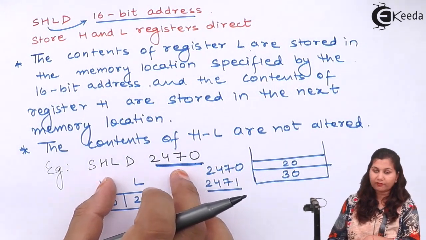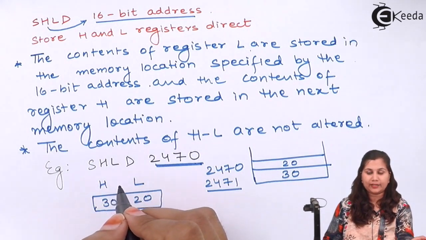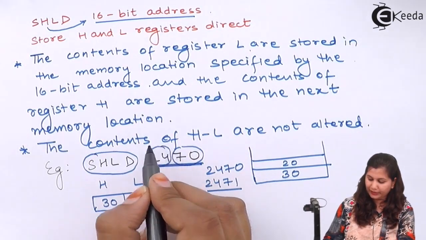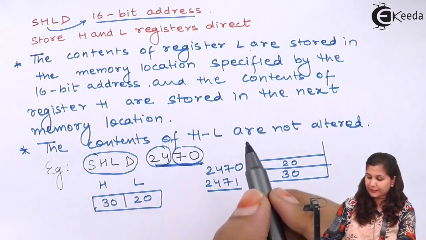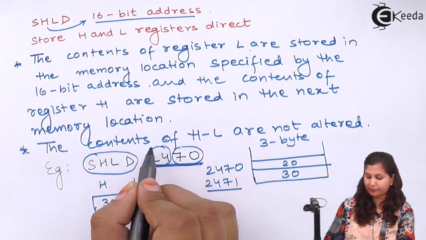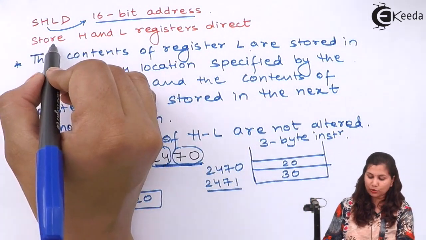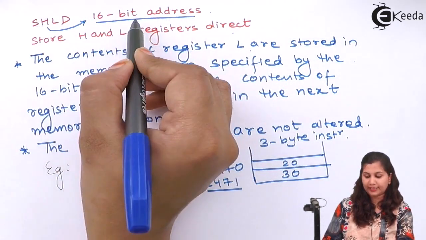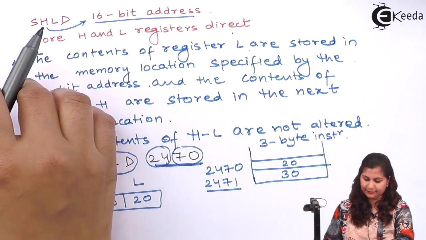Now when this instruction is stored in the memory of the microprocessor, it will be a 3-byte instruction. SHLD will have a machine code, then we will store 70 and then 24. The lower order address will be stored first and then the higher order address. So this will be a 3-byte instruction: 1 byte for SHLD, 1 byte for 70 and 1 byte for 24. So this instruction is storing the HL register pair directly, because the address at which the contents are to be stored is given in the instruction itself. So it is a kind of direct memory addressing.